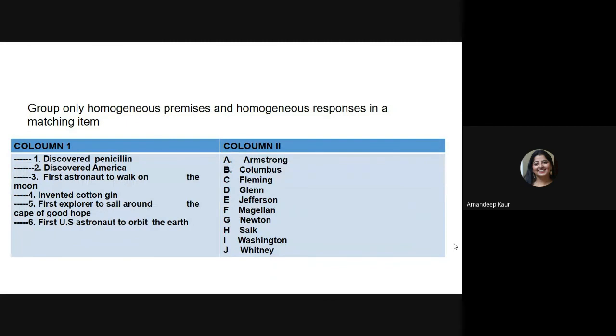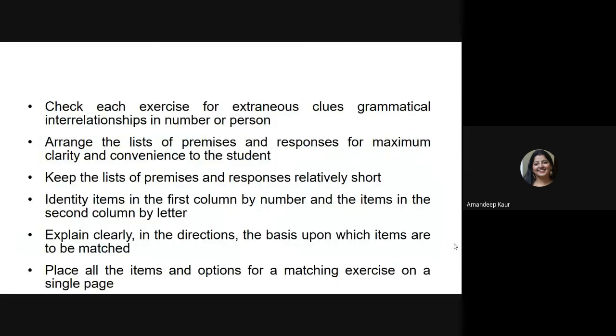Another major rule that we need to consider while designing such type of a test item is group only homogeneous premises and homogeneous responses in a matching type of exercise. So that also needs to be considered by the teacher. Then check each exercise for extraneous clues, grammatical interrelationship in terms of number or person. Arrange the list of premises and responses for maximum clarity and convenience to the student.